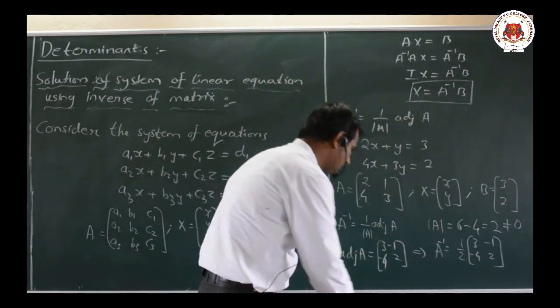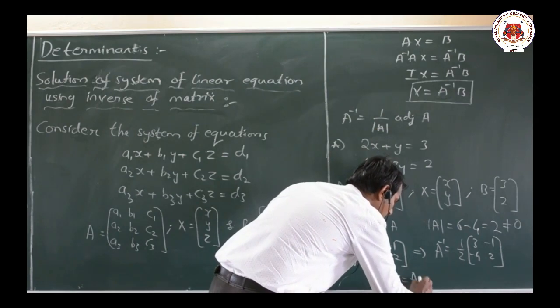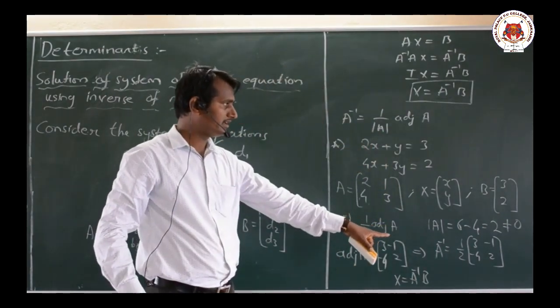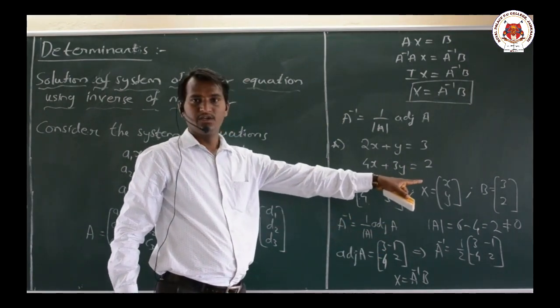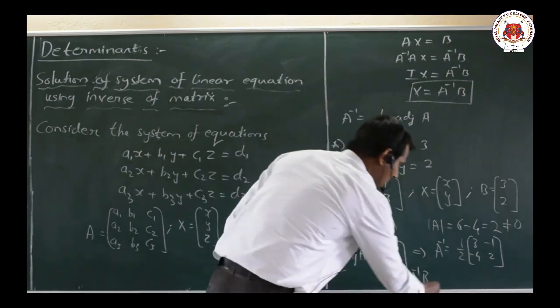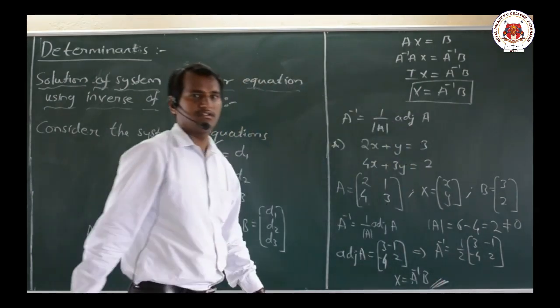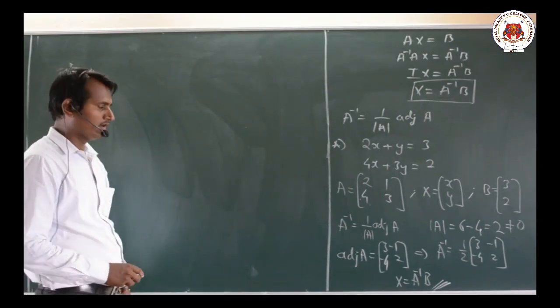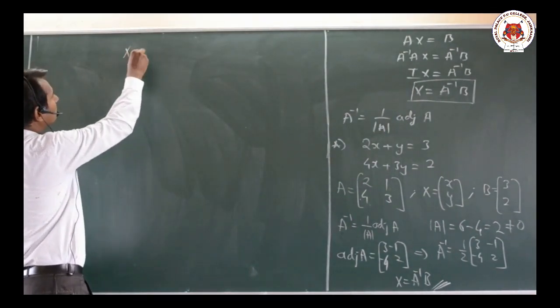Now what is that x value here? X equal to A inverse into B. Here A inverse is there as well as the matrix B is there. We have to multiply these two matrices. Okay, so what we get here? We shall multiply it now.